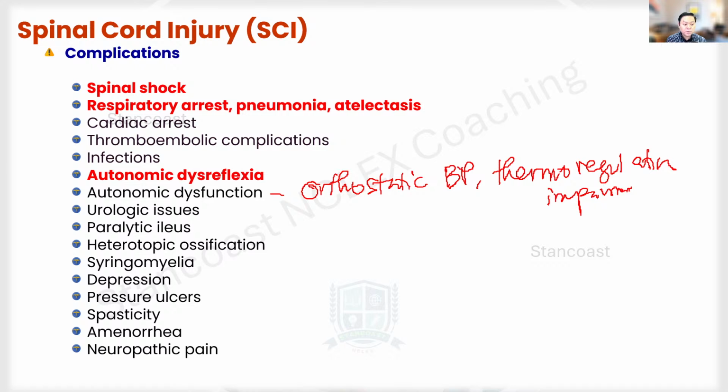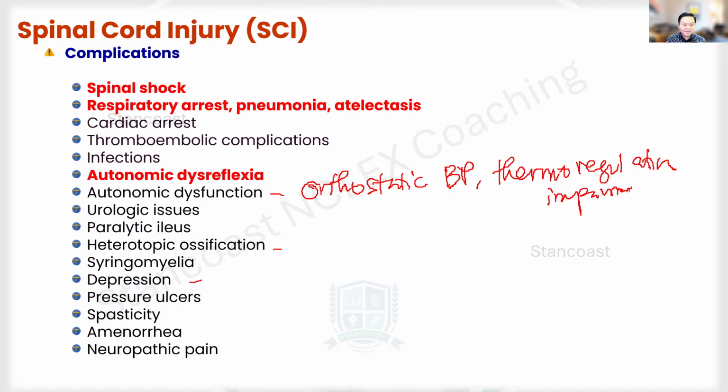There's also the heterotopic ossification, rather. This is the abnormal growth of the bones in the soft tissues below the level of the injury, and this is going to occur within a few months after they sustain the spinal cord injury. There's also the syringomyelia, which is basically the formation of a fluid-filled cyst within the spinal cord, and this can occur within months or years after the injury. And when this happens, the fluid-filled cyst can actually expand, and it will damage the spinal cord tissues and will lead to other neurological deficits.